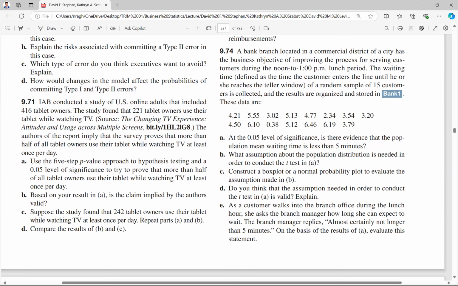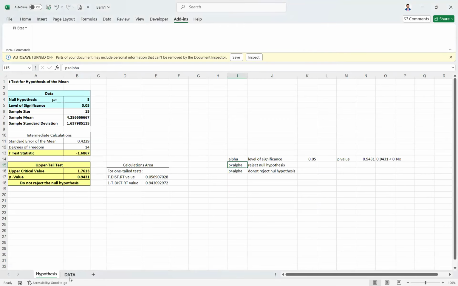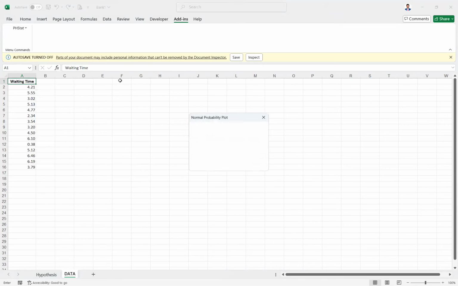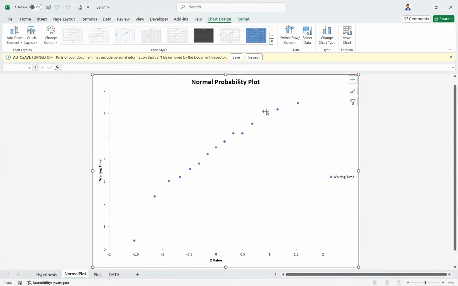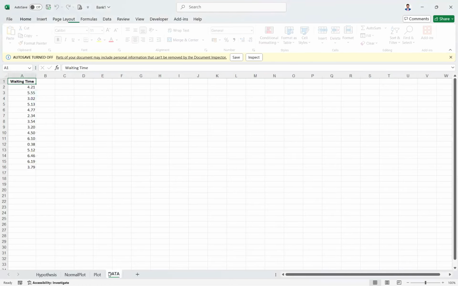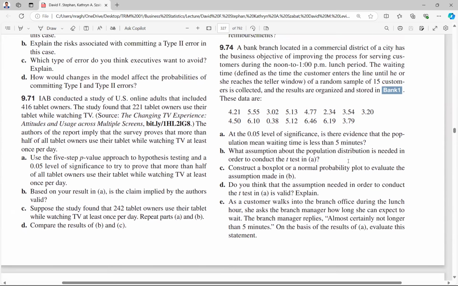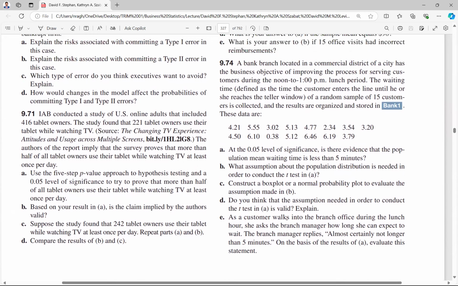Construct a box plot or normal probability plot to evaluate the assumption made in B. Normal probability plot. This seems to be a straight line. What do we do with this? Evaluate the assumption. What is evaluation? This I don't know, I am not sure. What to do here? Okay, let's keep this question here for now, because I also don't know what to do with these things.